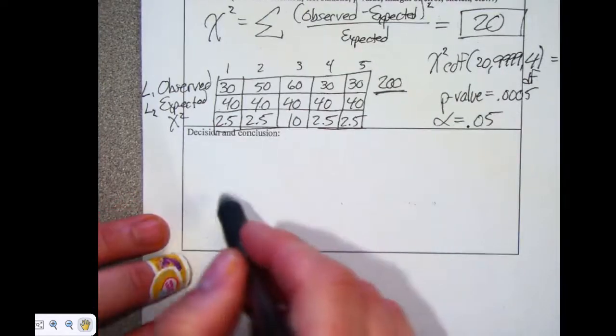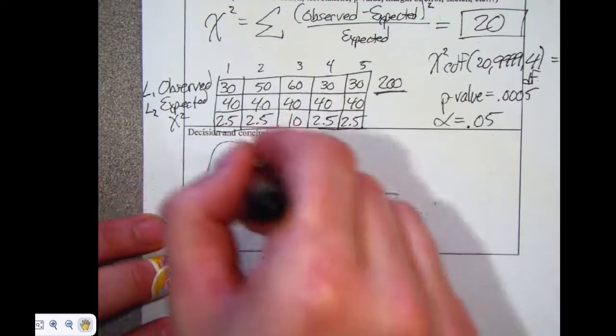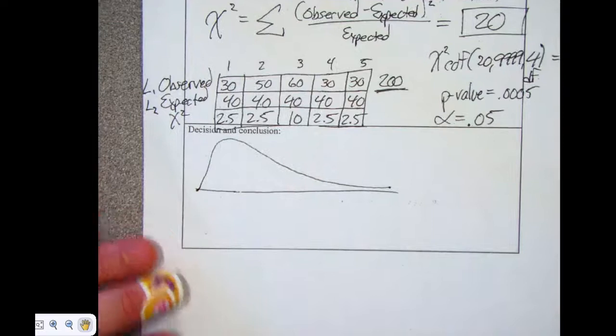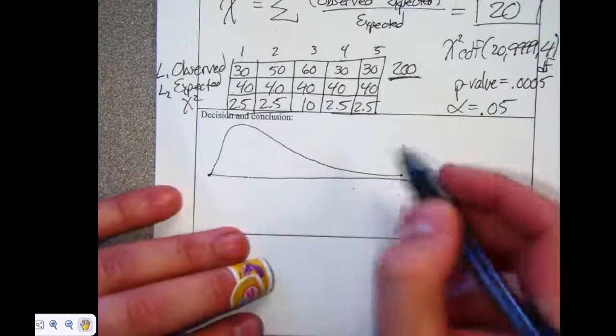I forgot on the template that you make a drawing, but you're going to make a drawing. Chi-squareds are always skewed to the right. That is a phenomenal skew to the right graph.